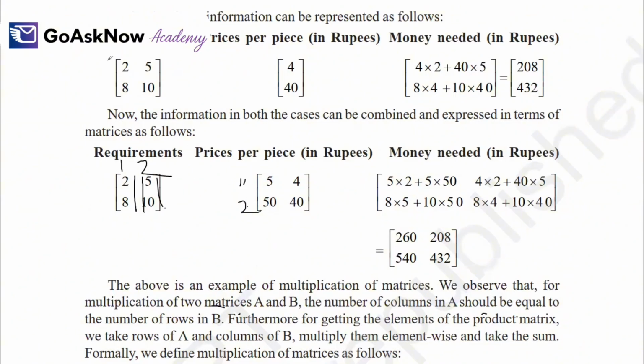Here also you can observe that it has two columns, 1, 2, and rows 1, 2. So you just have to observe here that the corresponding column of the first matrix should be equal to the corresponding row of the second matrix. Their numbers should be equal. Furthermore, for getting the elements of the product matrix, we take rows of A and columns of B, multiply them element wise, and take the sum. Formally, we define multiplication of matrices as follows. So here is the definition of matrix multiplication.